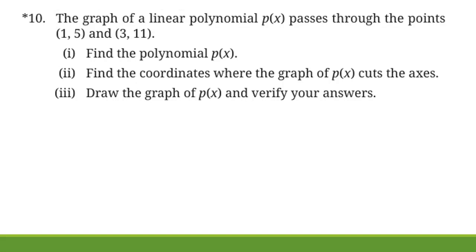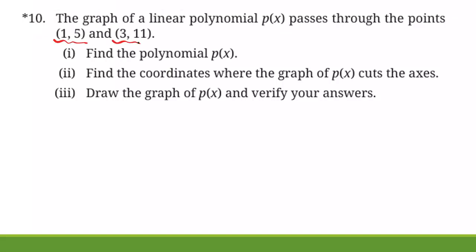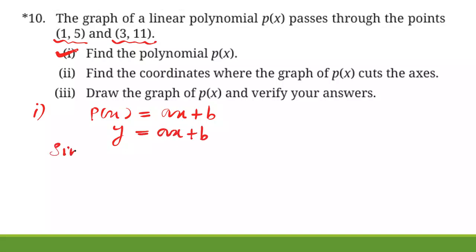So the question says that the linear polynomial p of x passes through the points (1,5) and (3,11), right? So we have to find what the polynomial p of x is. What is the general format of the linear polynomial? p of x is equal to ax plus b, or otherwise you can write it as y is equal to ax plus b. Since it passes through two points, we'll first consider one point. We can take the first point (1,5). Since it passes through (1,5), we can substitute the point (1,5) into the equation y is equal to ax plus b, so that it will satisfy the equation.